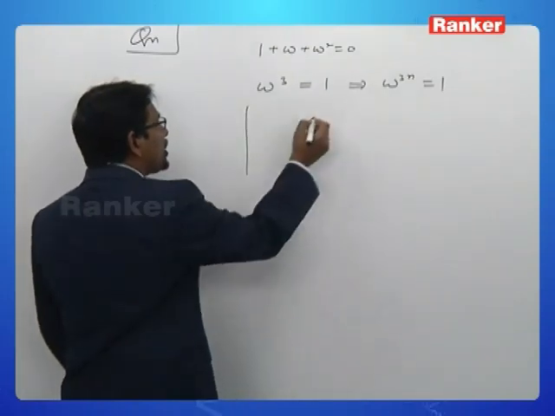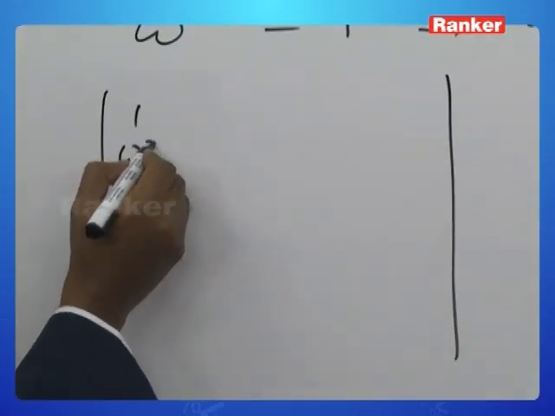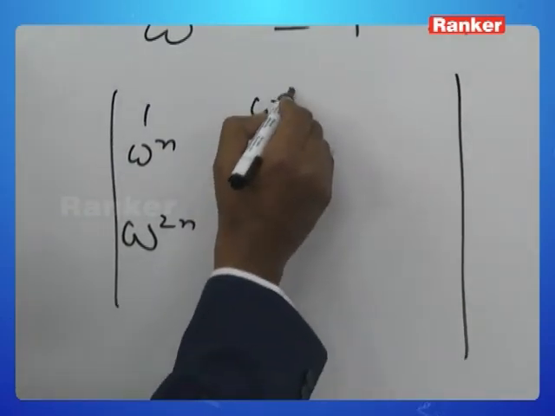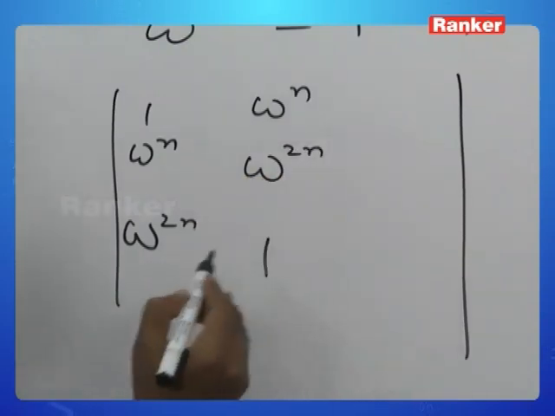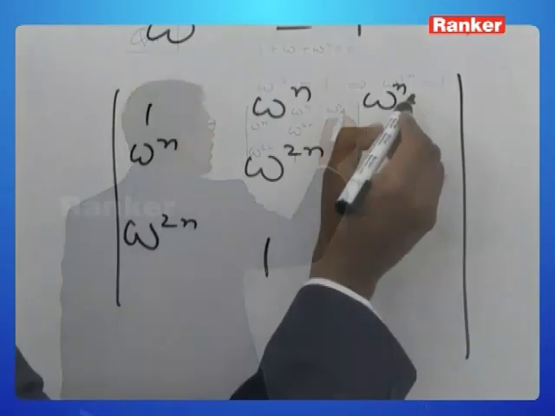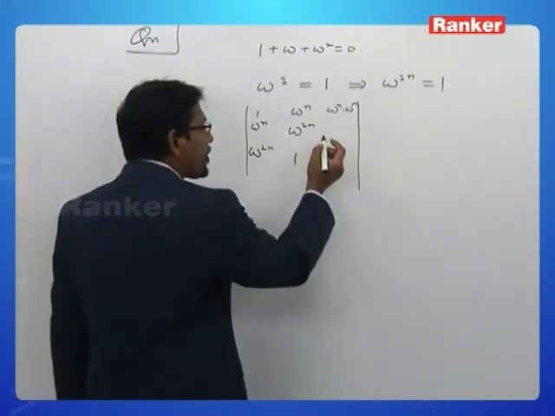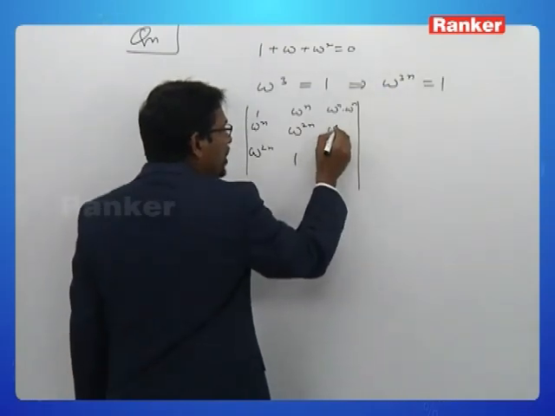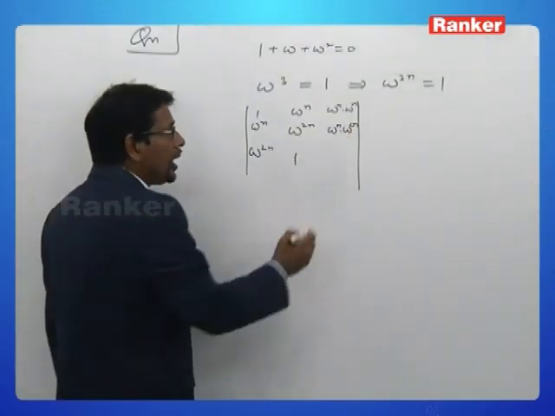Now observe that in the determinant, the first row is 1, omega power n, omega power 2n, the second row is omega power n, omega power 2n, and we have here 1. Third column has omega power 2n, which we can write as omega power n into omega power n. The second row element in the third column is 1, which I can write as omega power 3n. Again we'll split it up as omega power n into omega power 2n. And then we have omega power 2n.